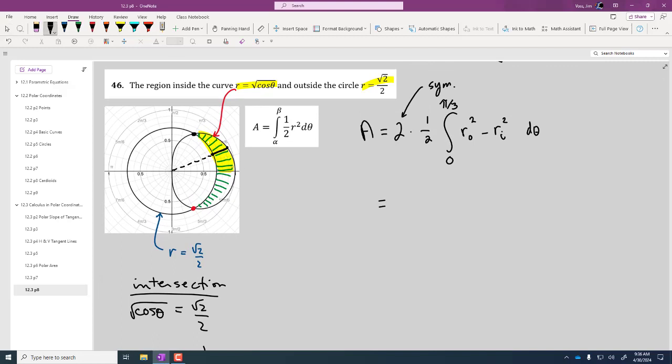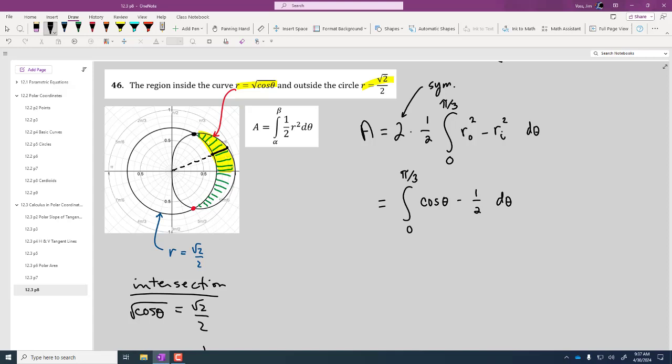So we've got our symmetry 2 and our coefficient of 1/2. Those wipe each other out. We're going to have the integral from 0 to pi divided by 3. The outer radius takes us out to the blob. So the outer radius is this blob one, and we square it. So that's cosine of theta. Minus the inner radius, that's the circle. We square that and we get 1/2. So there is our integral. That's going to represent the area of the whole crescent.